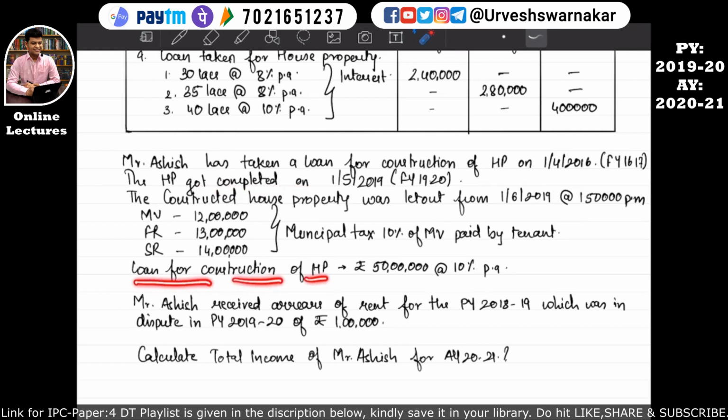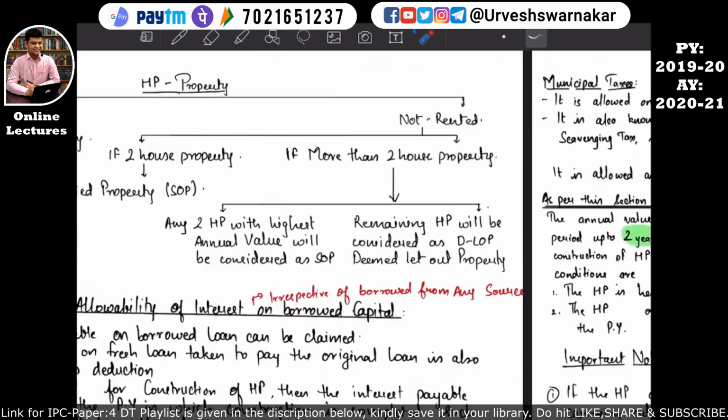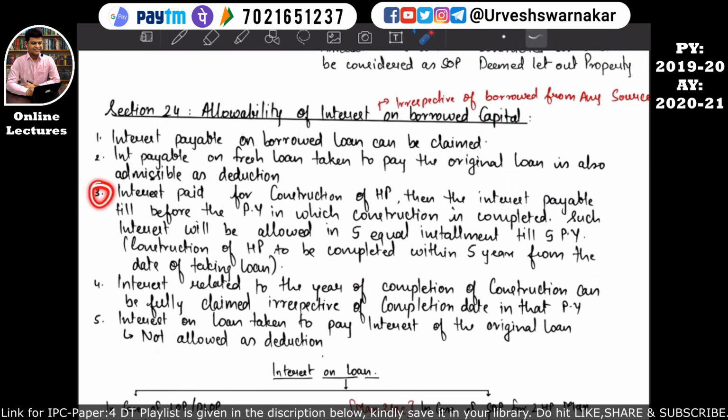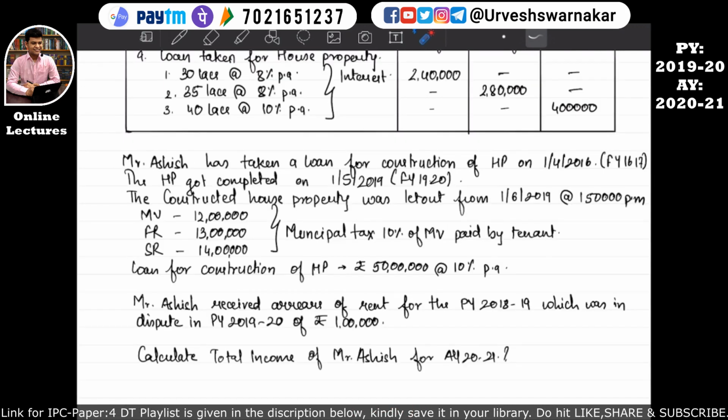Loan for the construction of the house property taken by Mr. Ashish in 2016-17, that is the financial year 16-17, was rupees 50 lakhs at the rate of 10% per annum. So basically this part relates to section 24, point number 3 and point number 4. If you remember, while we were studying section 24, I told you point number 3 and point number 4 I would explain with an example. So basically this is that example.